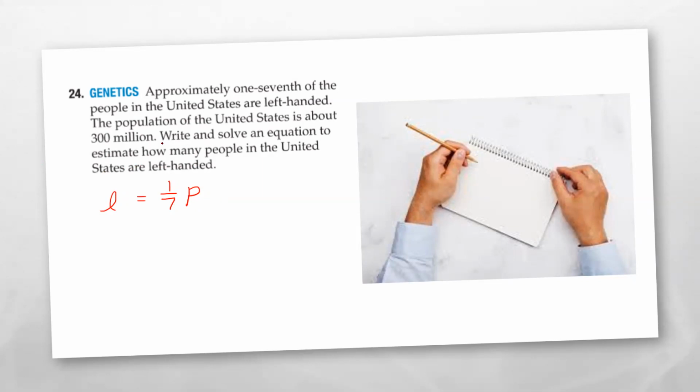It says to write an equation and also solve. So we want to find out the number of left-handed people. It told us in the problem that there are 300 million people in the United States. So instead of P, we replace that with 300 million. And then when we multiply 1/7 times 300 million, we end up getting 43 million.